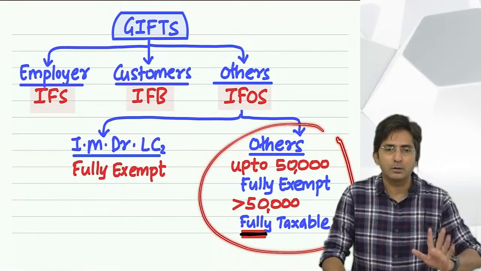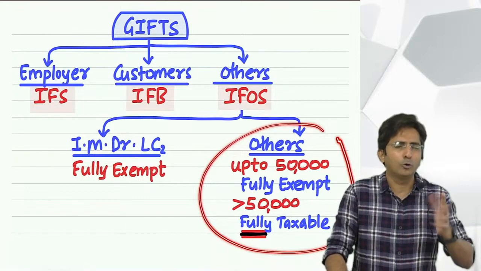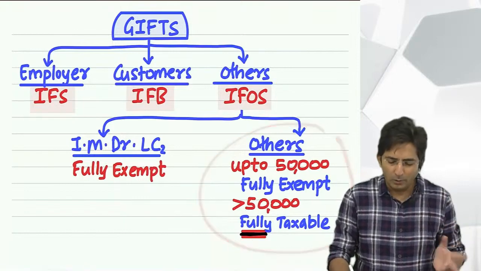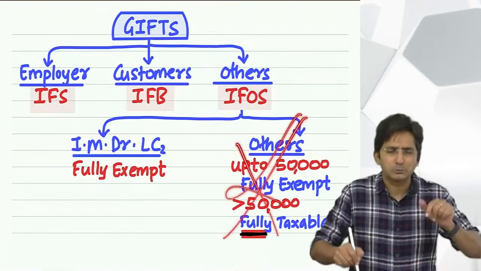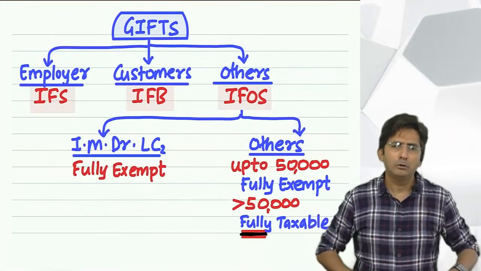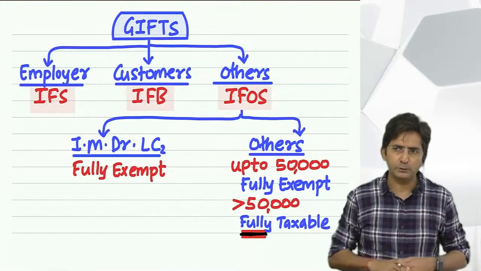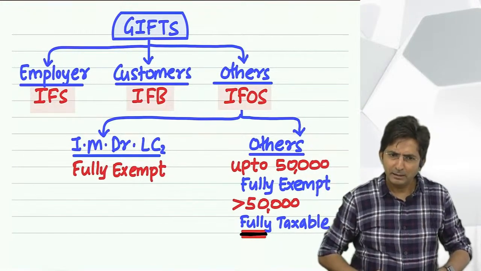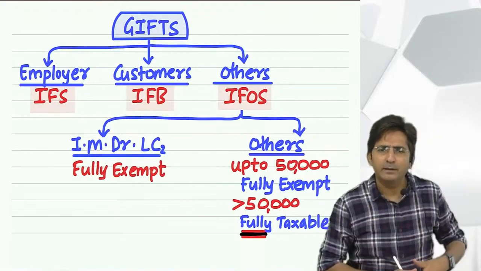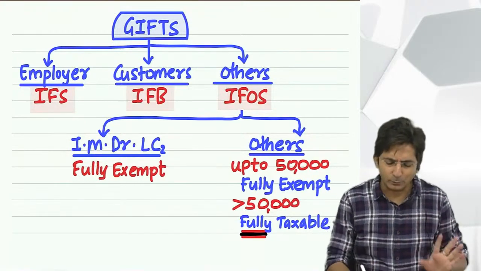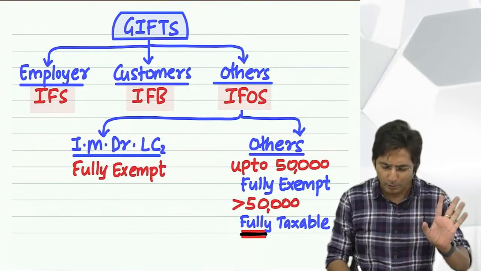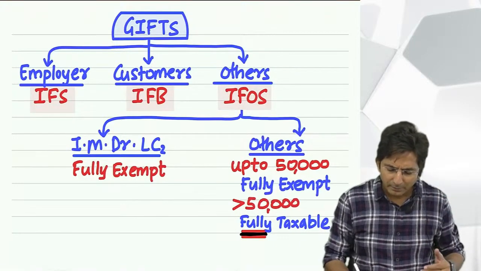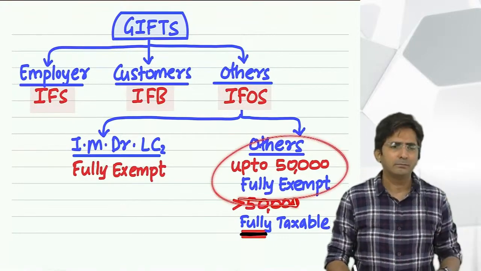But up till 50,000, government is ready to believe. Actually, government doesn't believe this also. But people can argue, you don't know, I have got loving friends, you might not be having good friends. I have got nice friends, they give me gift. So argument will start. That's why government says, okay, not to argue. Up till 50,000, we will believe it's a gift.